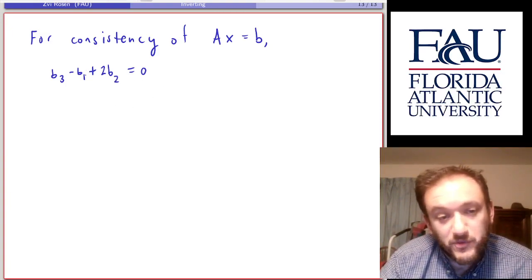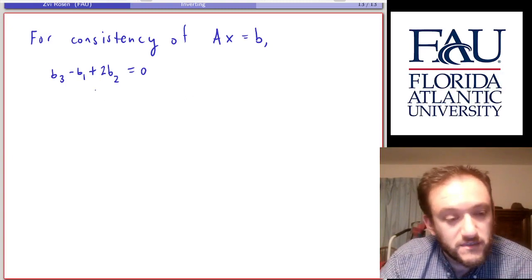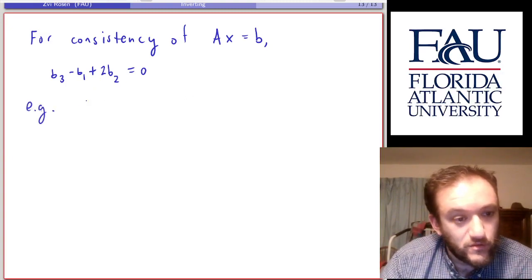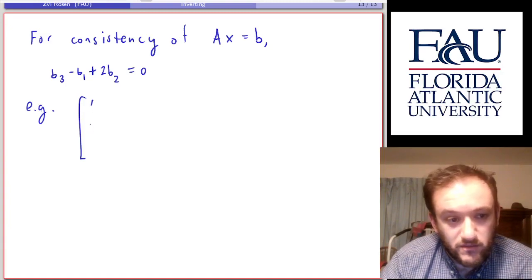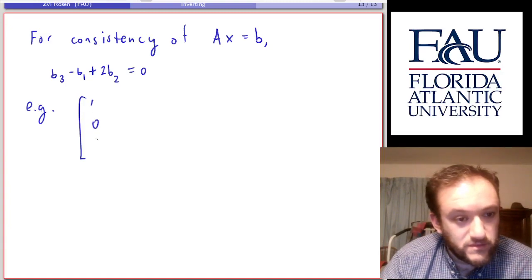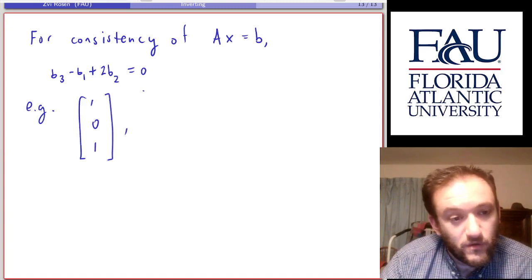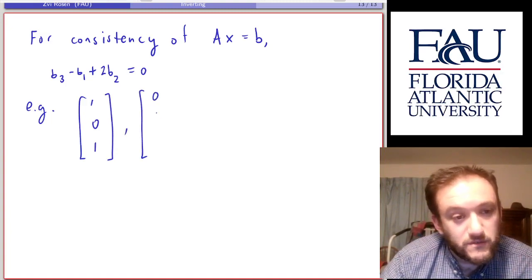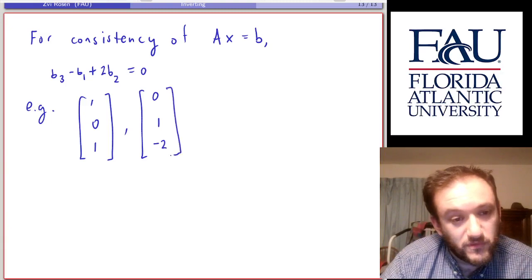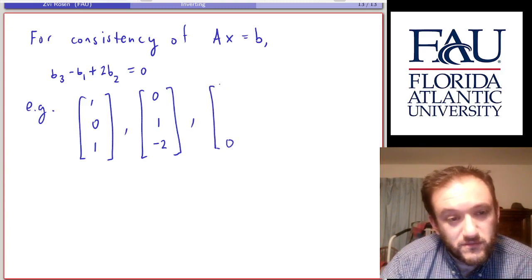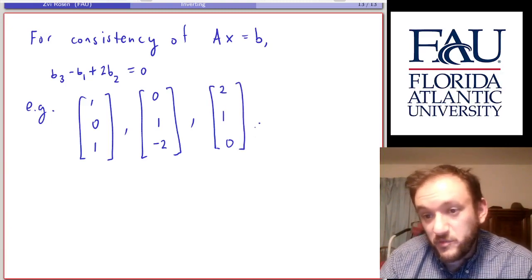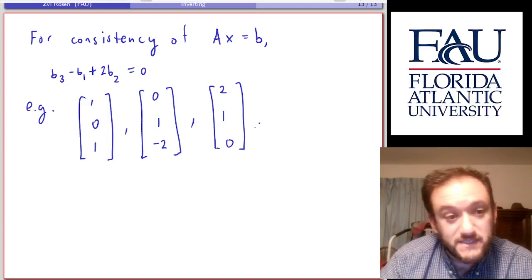Okay, so some examples of vectors that would work for this would be 1, 0, 1, or 0, 1, minus 2, or 0, 2, 1. Okay, these would all be examples of vectors for which the system would be consistent.